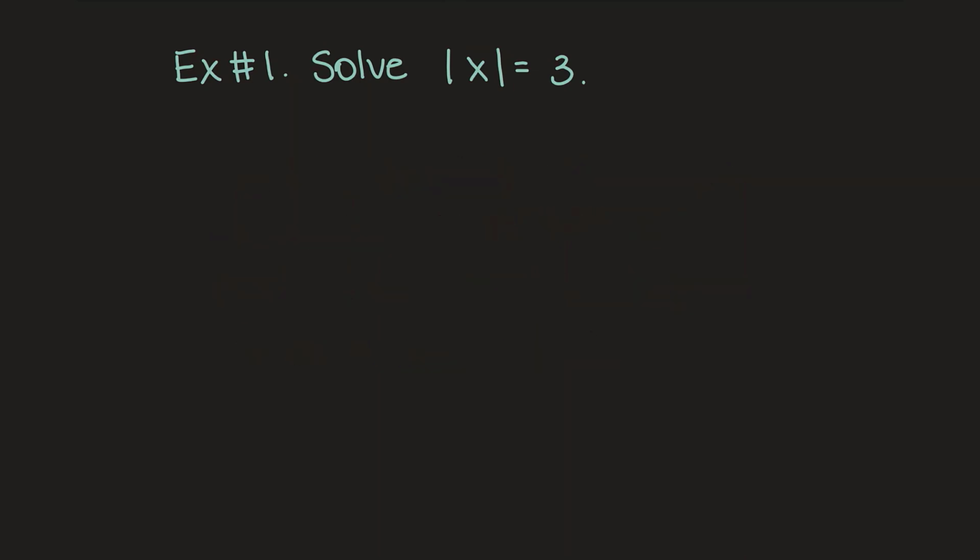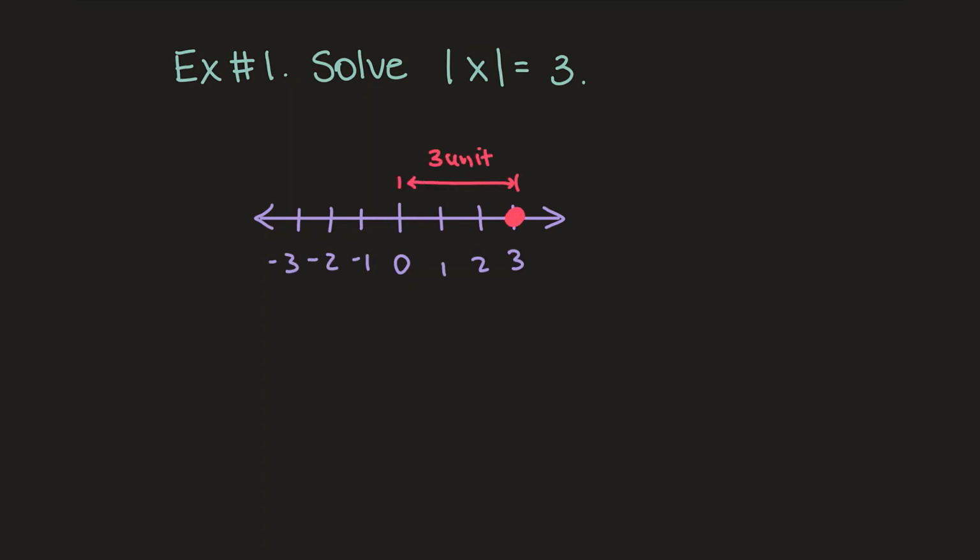So using a number line, we see that the number 3 has a distance of 3 units from 0. And the number negative 3 also has a distance of 3 units from 0. Therefore, we have two solutions. X is 3 and negative 3.